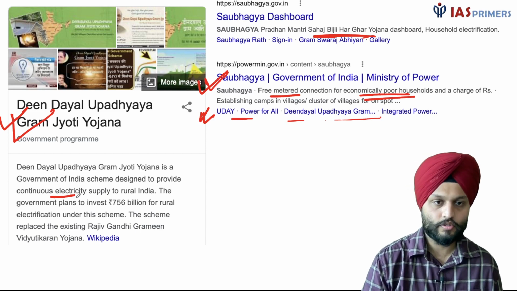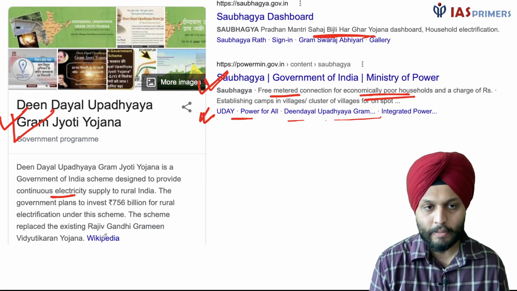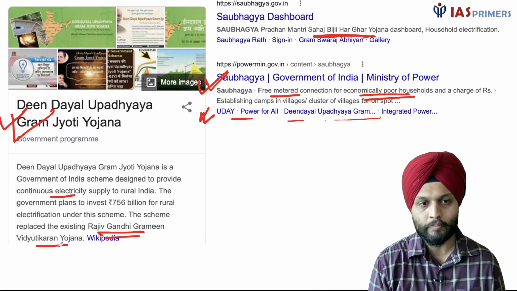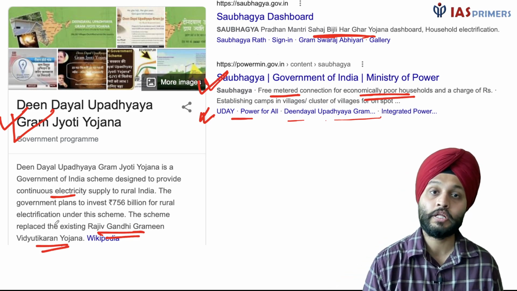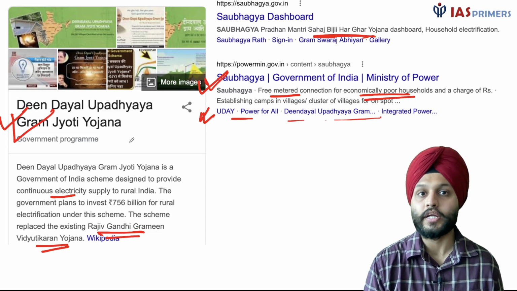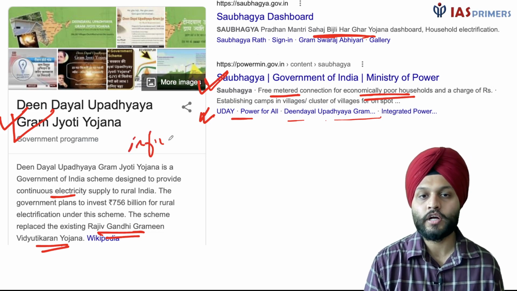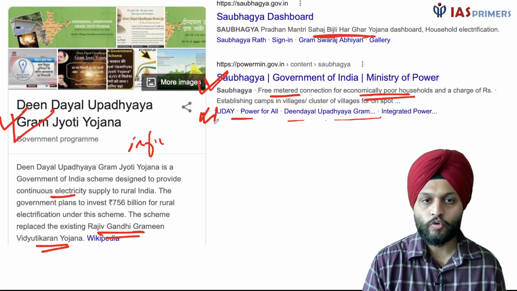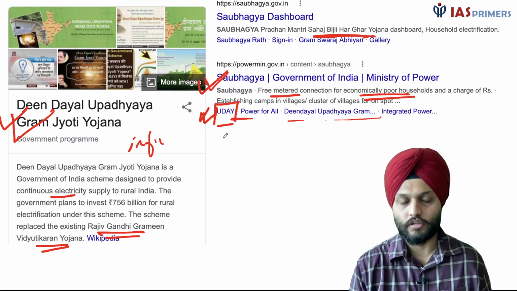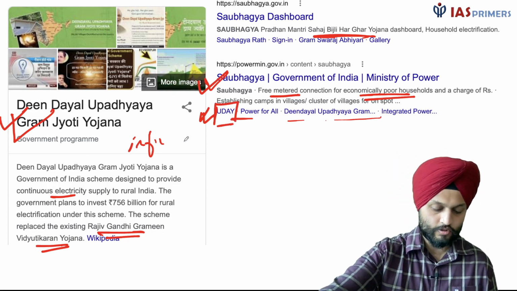Right. So this is it. And it replaced the existing Rajiv Gandhi Gramin Vidyuktikaran Yojana. It's basically concerned with the infrastructure side, so funding for infra will be provided. And Uday is with reference to funding, financials, right? So this is the difference.